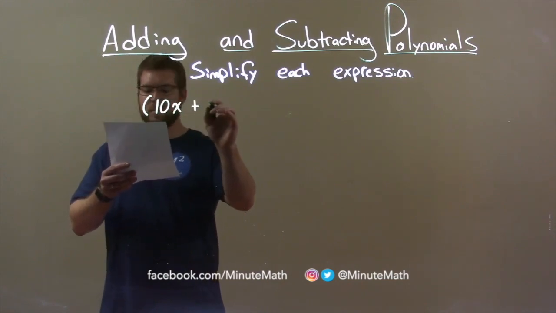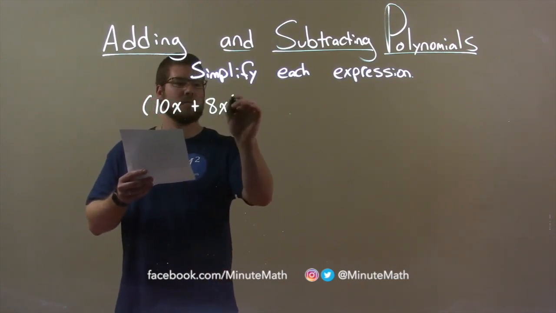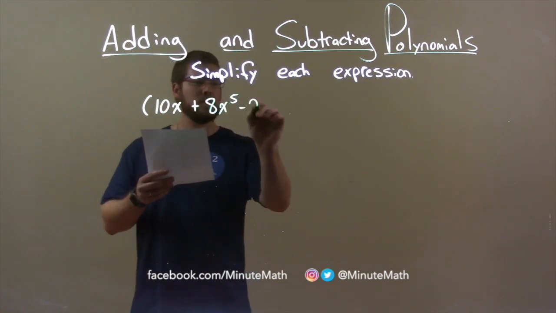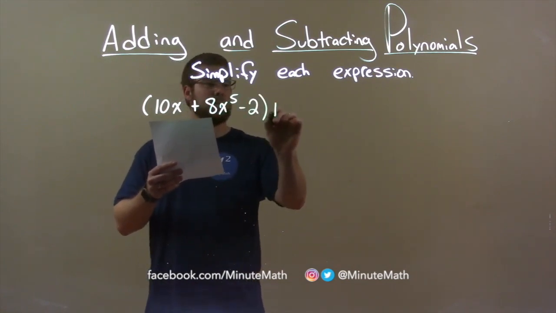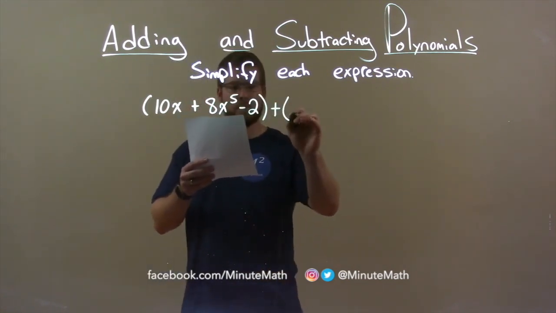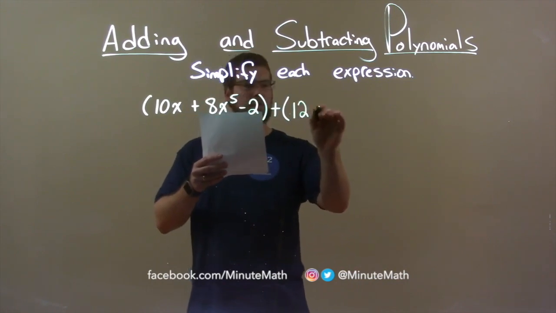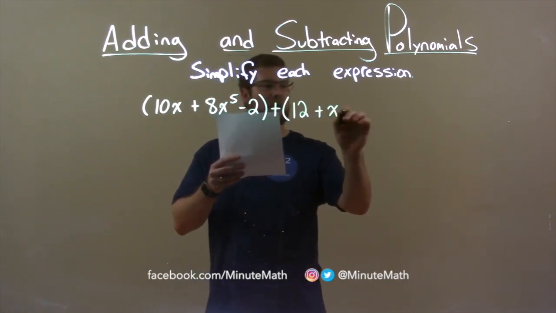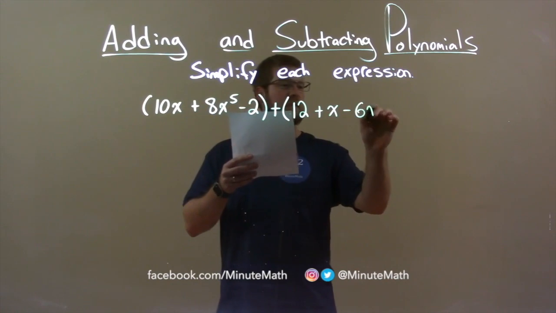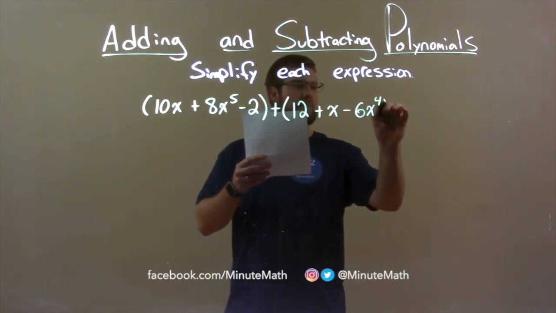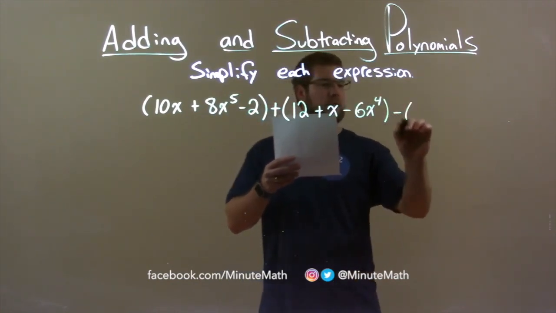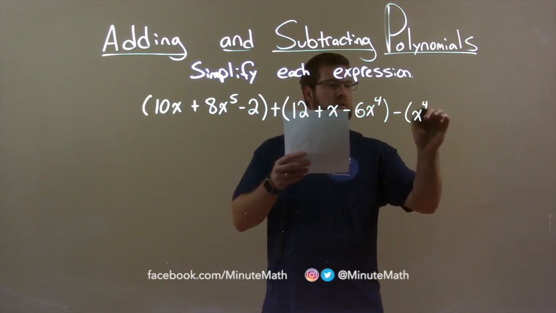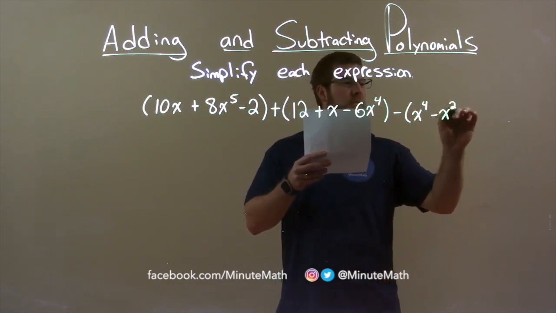10x plus 8x to the 5th minus 2, plus 12 plus x minus 6x to the 4th, minus, lastly, x to the 4th minus x squared.